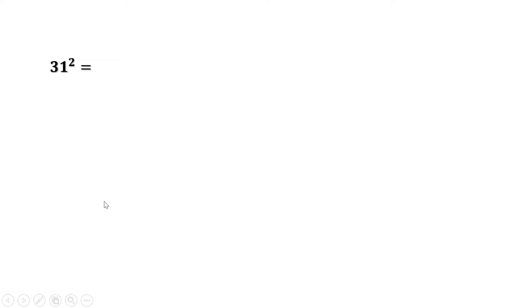Now let us find 31 square. First of all, 1 square is 1 and the unit digit of the square is 1. 3 into 1 is 3. Double it, we get 6. That is the next digit. Now 3 square is 9. That is the last digit. And 31 square is 961.